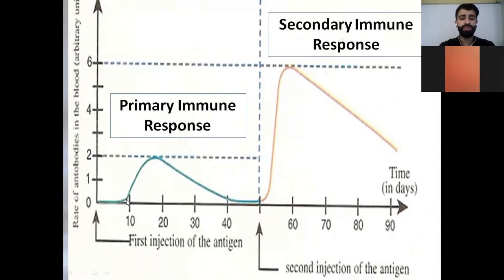The primary immune response starts at day 10 and ends at day 40. So the duration is from day 10 to day 40, which is 40 minus 10, so the duration is about 30 days. While the secondary goes from 52 to 90, so it's about 38 days. So it's a longer time of protection.